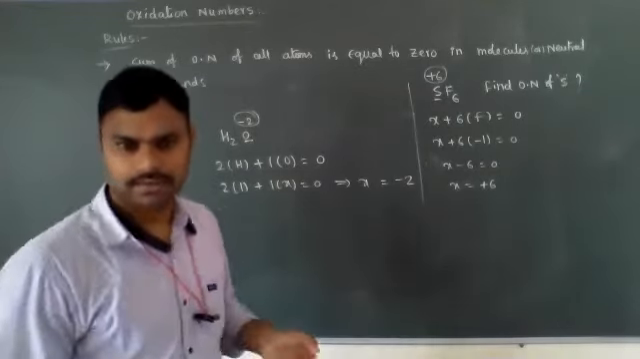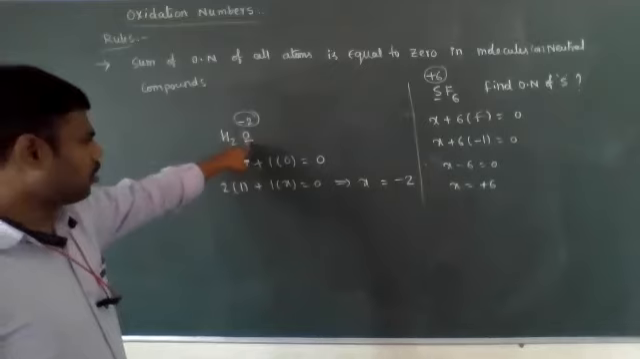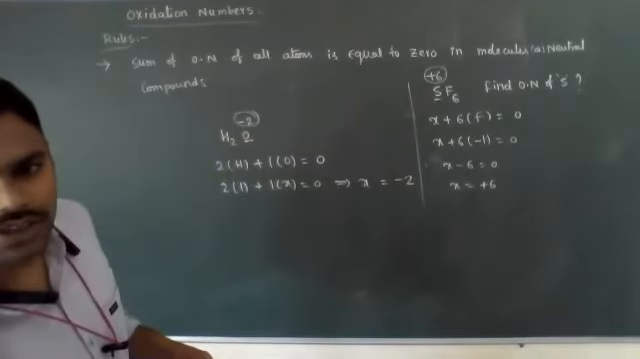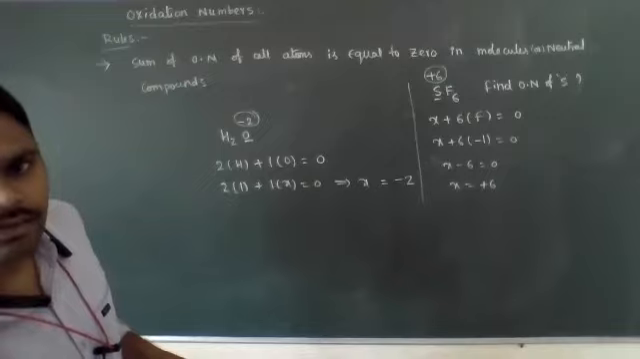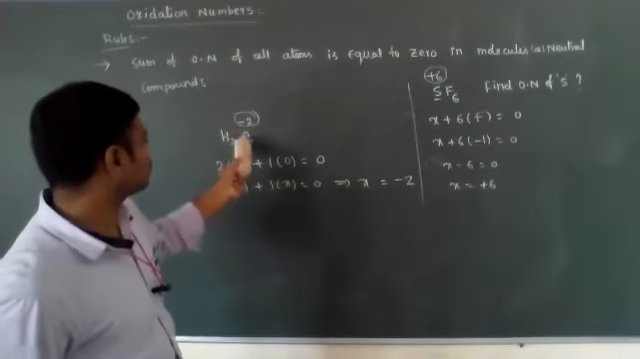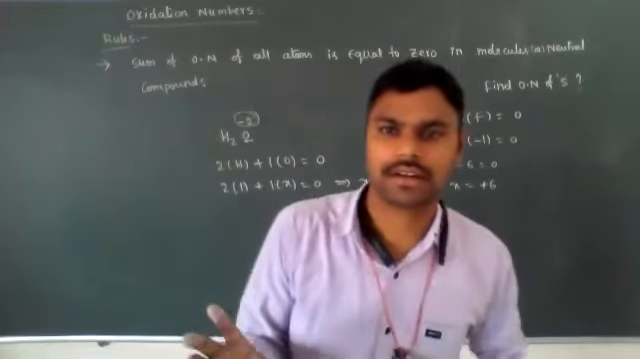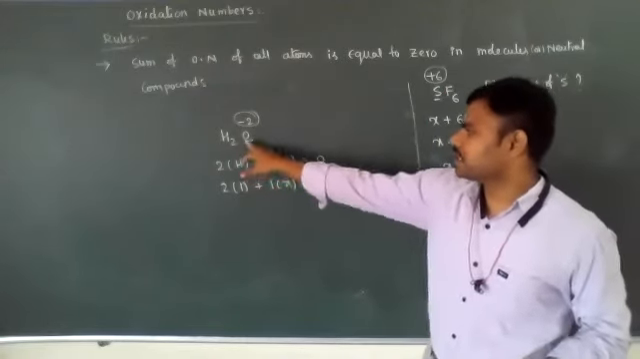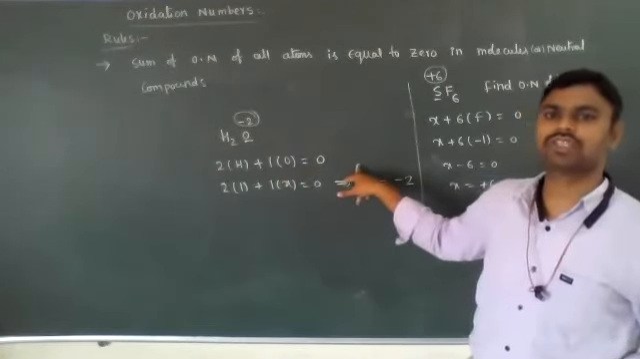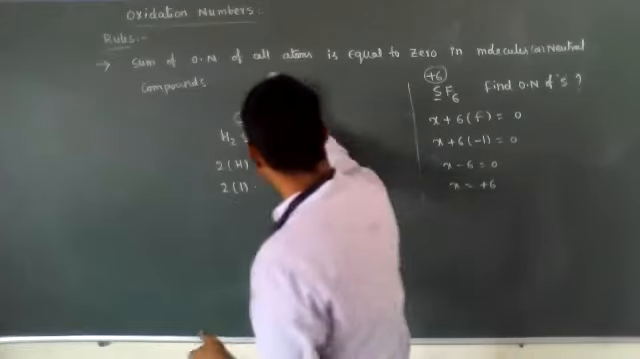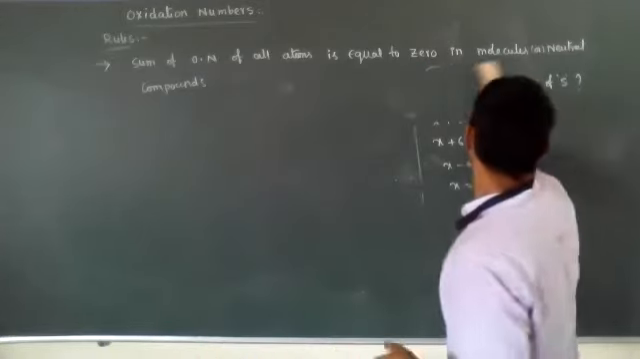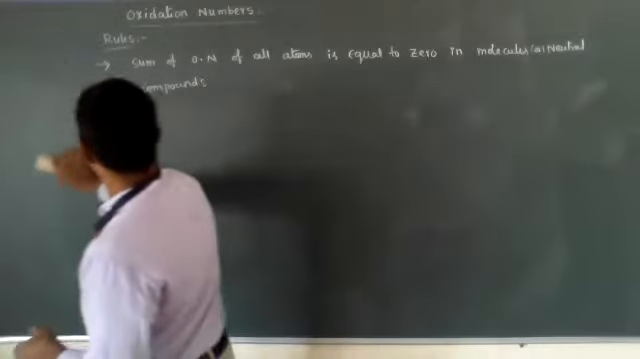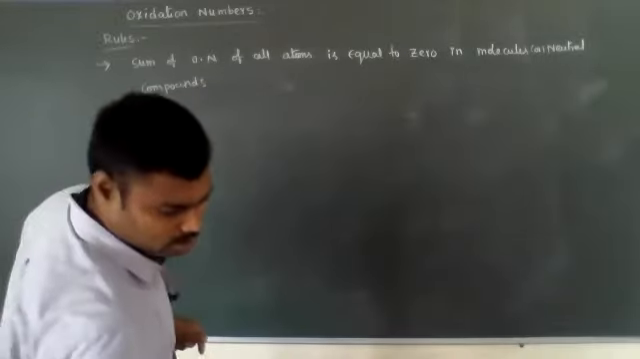Okay, clear, Nischal? In H2O, oxygen oxidation state is minus 2. It is very important. Why is the sum equal to 0? Because these given molecules are neutral. There is no charge on the molecule, so the sum of the oxidation numbers of all atoms is equal to 0. Next, one more rule: polyatomic ions.